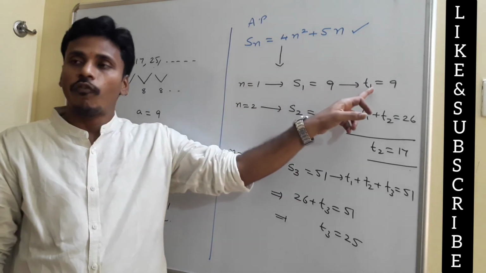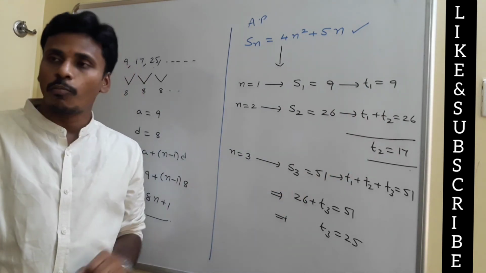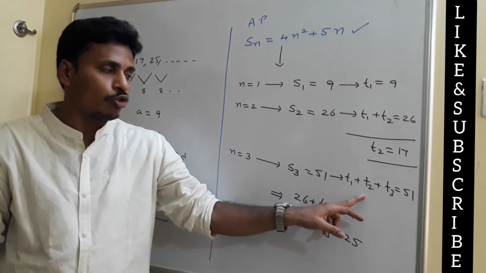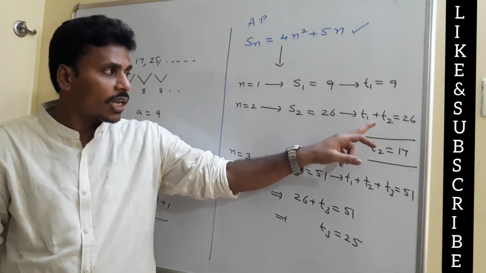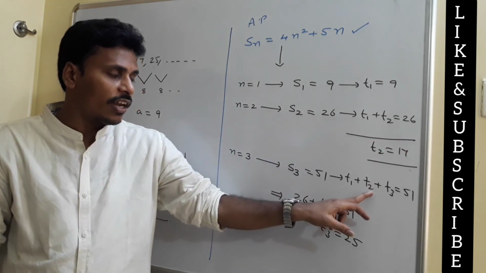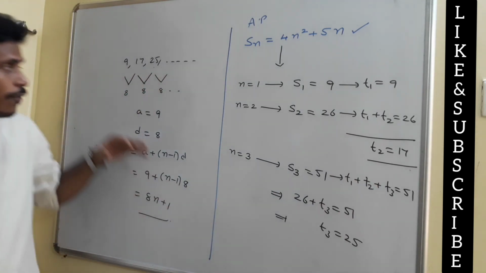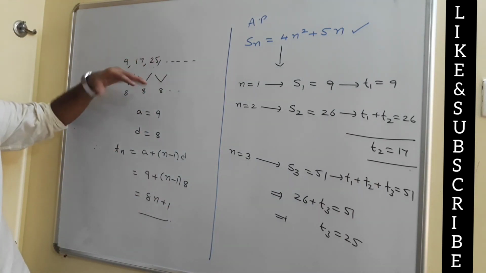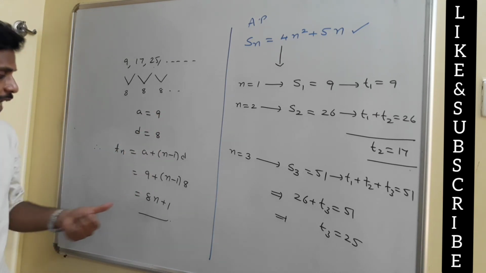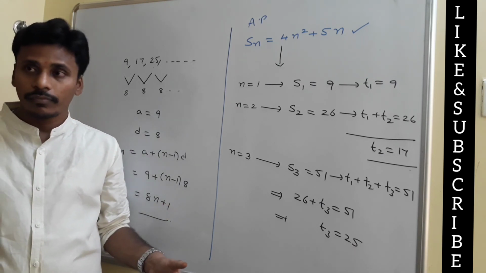Now S1 is the sum of one term, T1. S2 is the sum of two terms, T1 plus T2. S3 is the sum of three terms, T1 plus T2 plus T3. So use T1 and T1 plus T2 to get T2. Use T1 plus T2 as 26 in this relation, you get T3. And see, I have three terms T1, T2, T3. If you check, it maintains an arithmetic sequence with the common difference of 8. So I have A and D, and then you get that the nth term of our arithmetic sequence is 8n plus 1. This is one of the ways, right?